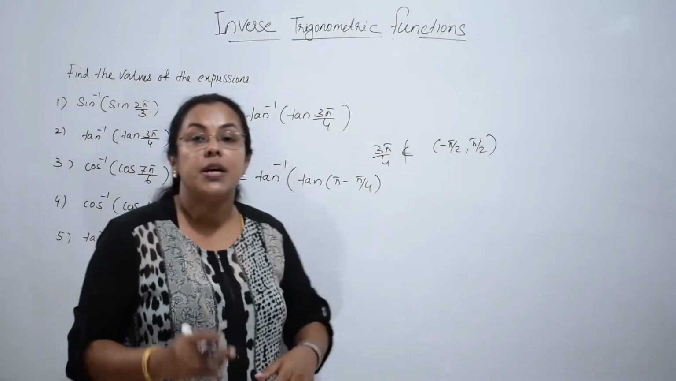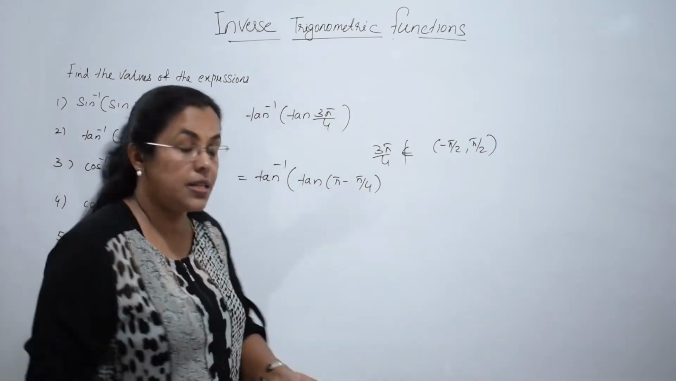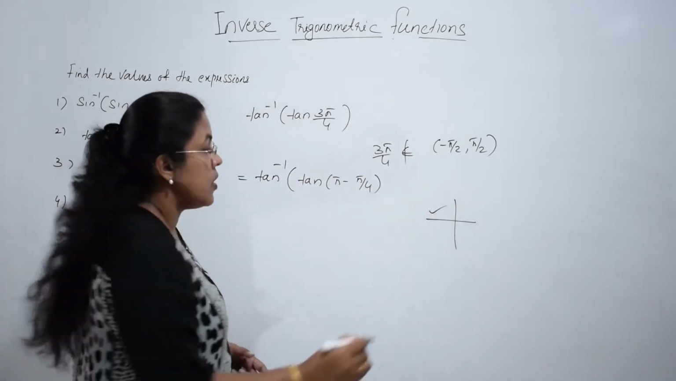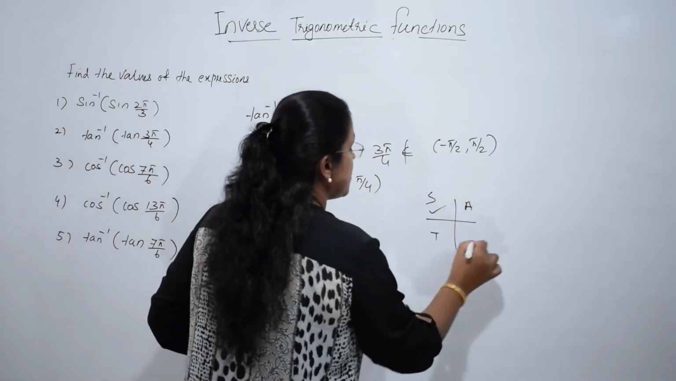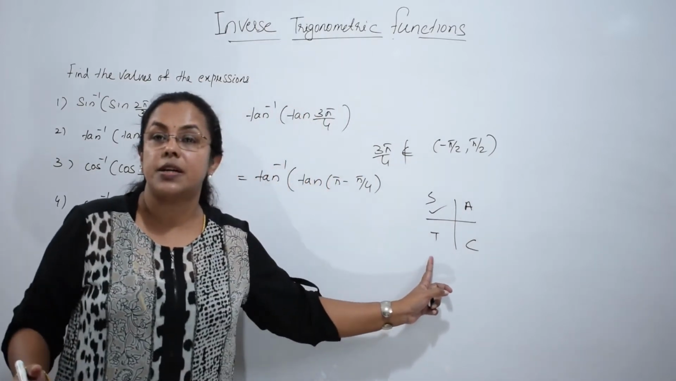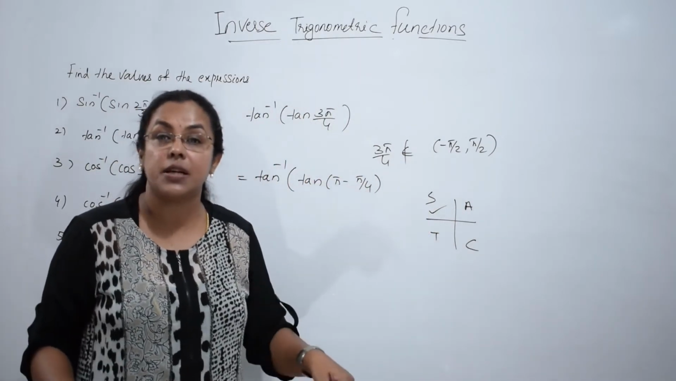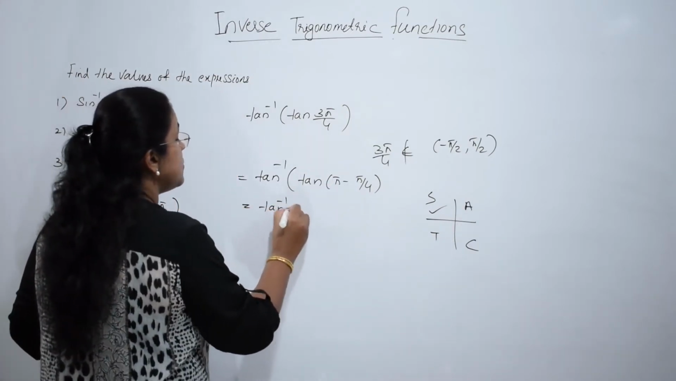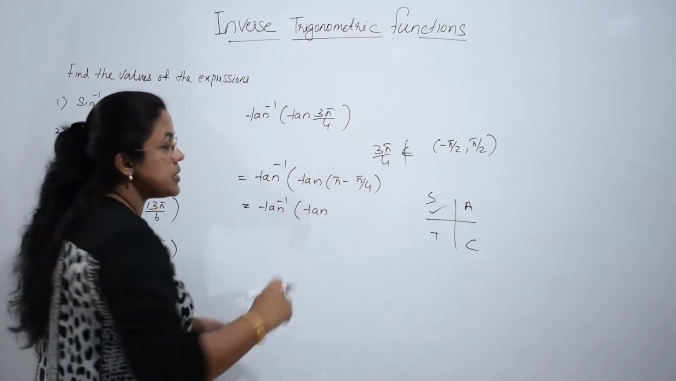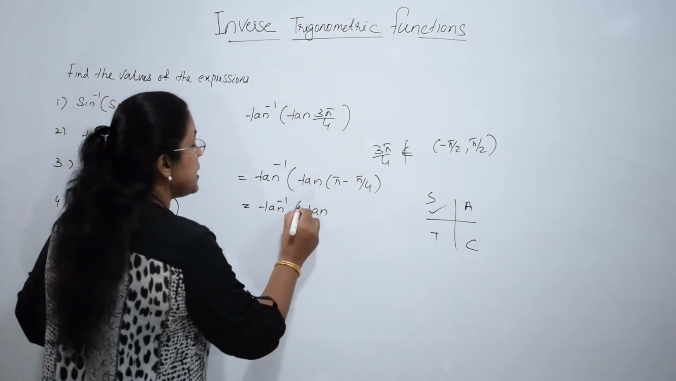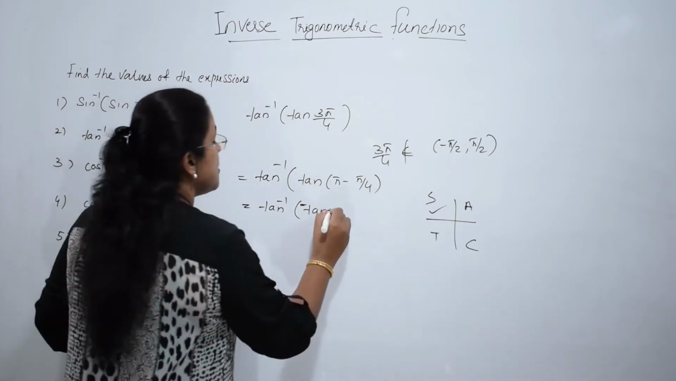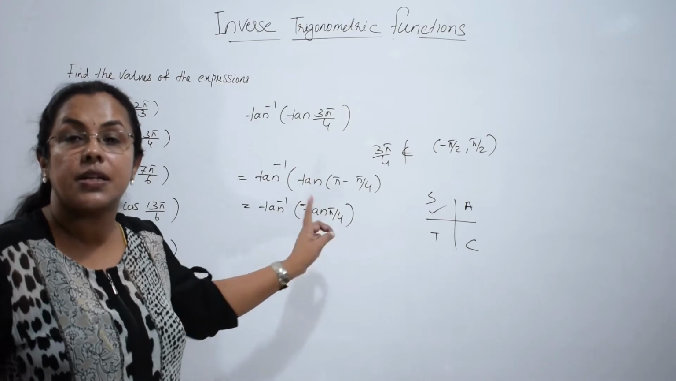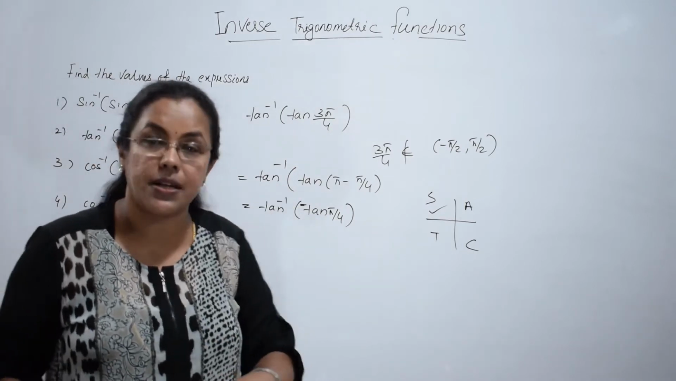Now what about tan of 180 minus theta? 180 minus theta means second quadrant. All students take coffee. Tan is positive in the third quadrant, but tan is negative in the second quadrant. So what is the value? Tan inverse tan, what is tan of 180 minus theta? Minus tan theta, not plus tan theta, minus tan pi by 4.